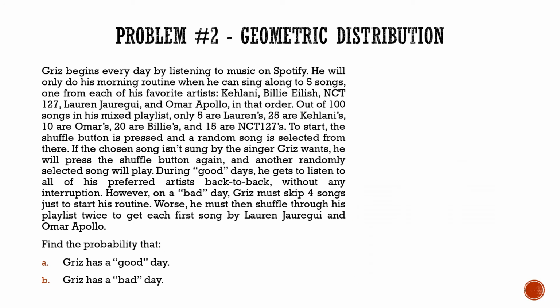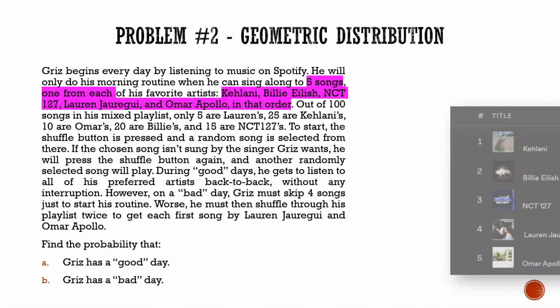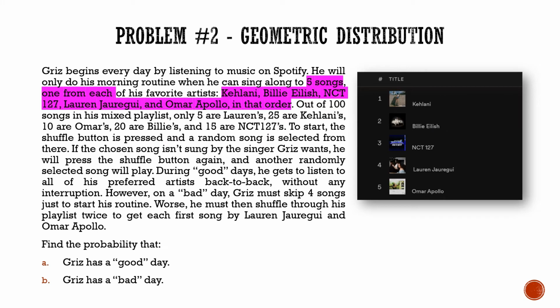The first thing that we're going to do is highlight the important phrases. It is stated that Grizz will only want to listen to 5 songs, one song from each of his favorite artists in that particular order. This means that first he wants to listen to a Kehlani song, second a Billie Eilish song, third an NCT127 song, fourth a Lauren Haregi song, and fifth an Omar Apollo song.